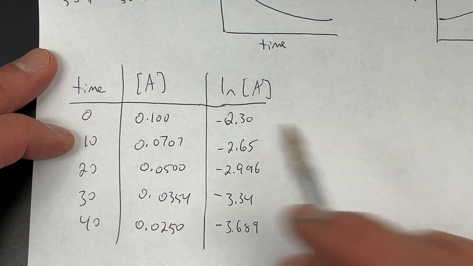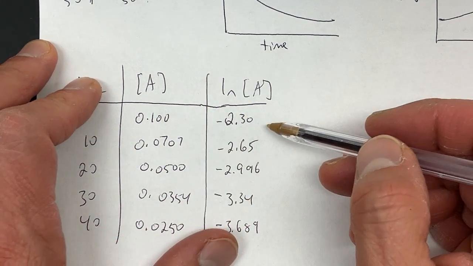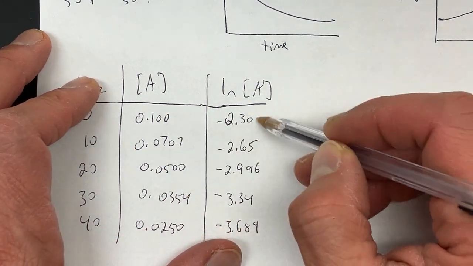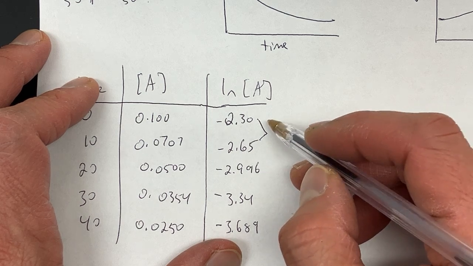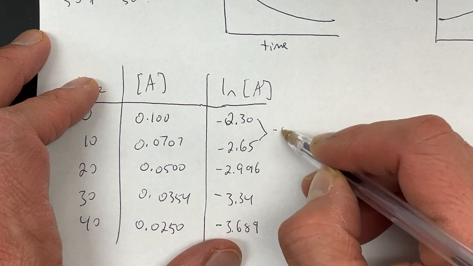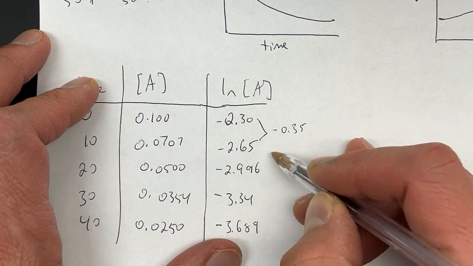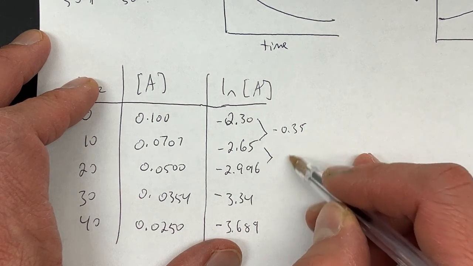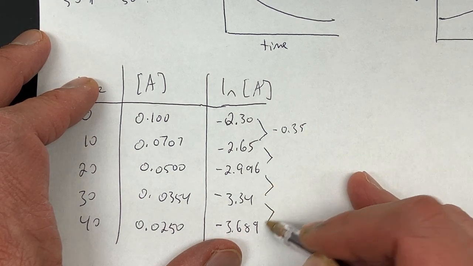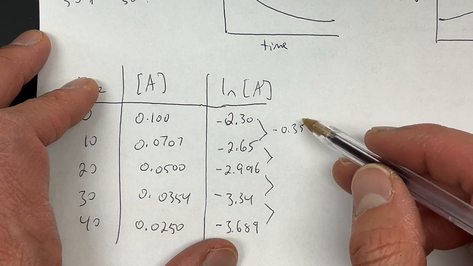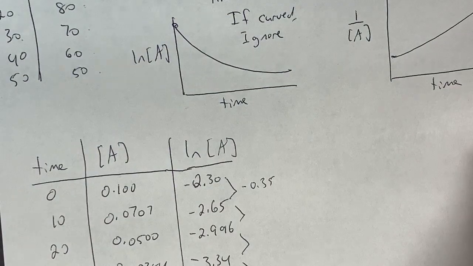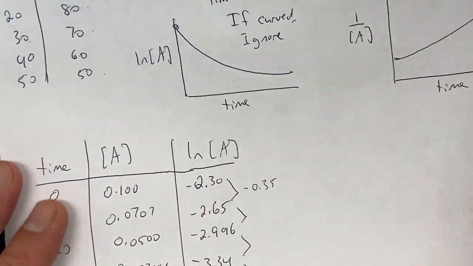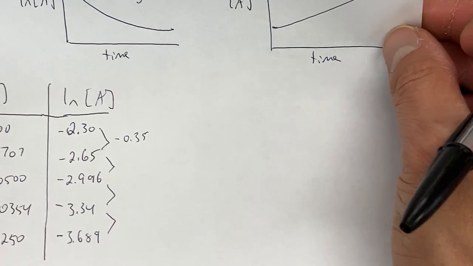Okay, but if I take the natural log of all these numbers, I can see that these are all the same intervals relatively. So this is a negative 0.35 drop, about a negative 0.35 drop, 0.35 drop, 0.35 drop. So these are all about the same intervals. Therefore, this graph is going to be linear. So I'm going to show how this works out.